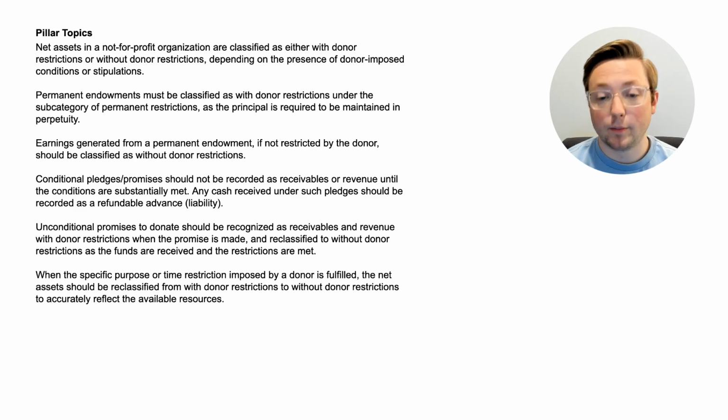Earnings generated from a permanent endowment, if not restricted by the donor, usually they are, but there are probably some instances where they're not, should be classified as with donor restriction. However, again, like it said, if not restricted by the donor, should be classified as without donor restriction. So let me elaborate on this one more time. The earnings from a permanent endowment, if they don't have donor restrictions, can be classified as without donor restrictions. However, frequently they are for a specific purpose, so they're classified as with donor restriction.